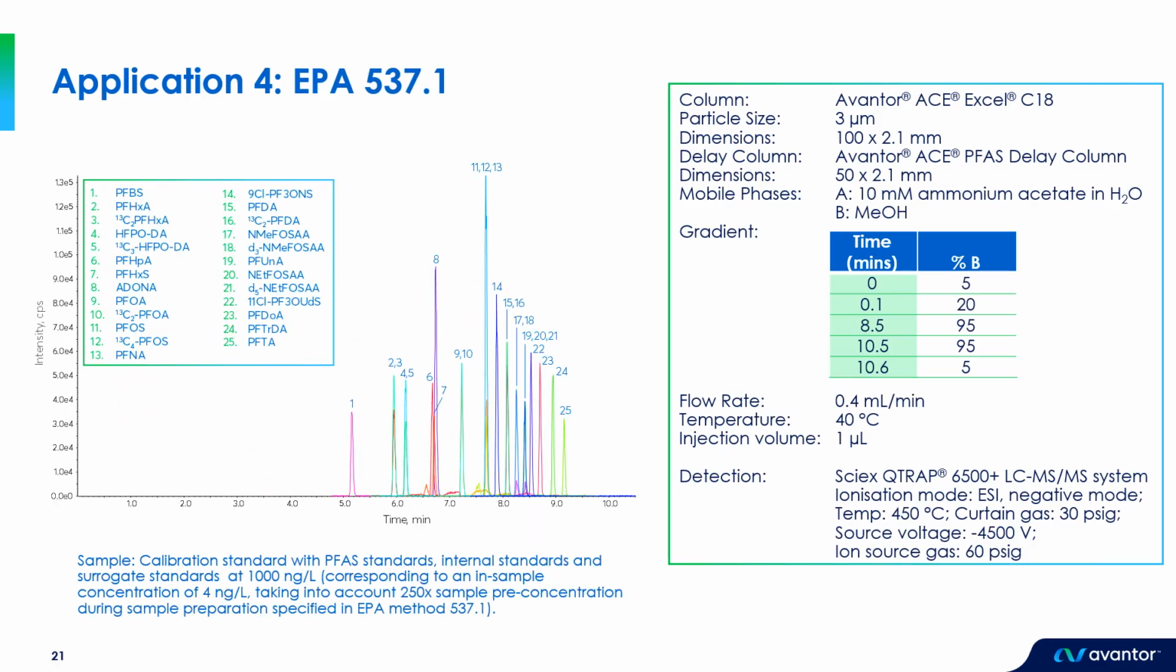Finally, here we have an example of the separation of 18 PFAS compounds together with isotopically labeled standards for EPA method 537.1. Again, a drinking water sample method that utilizes that 250-fold sample pre-concentration step.